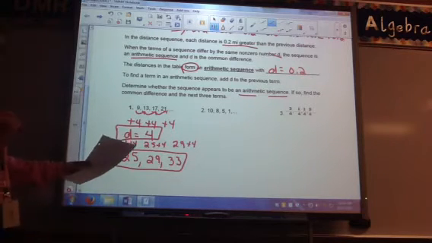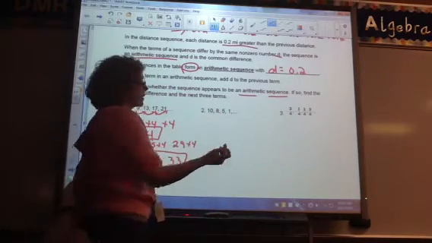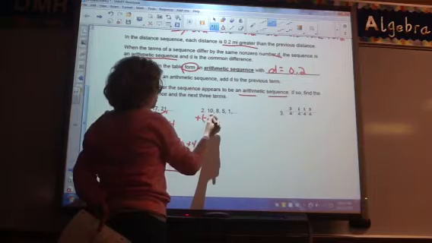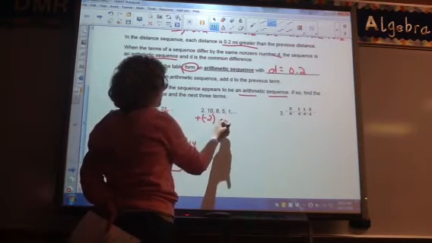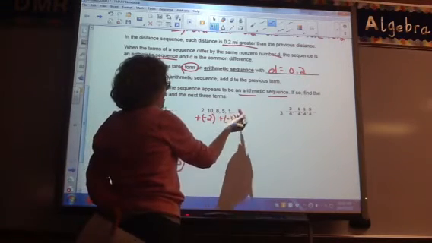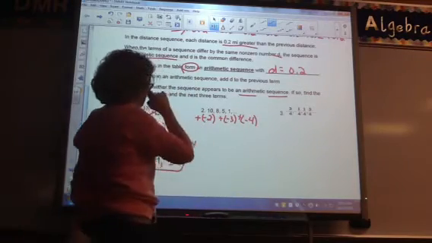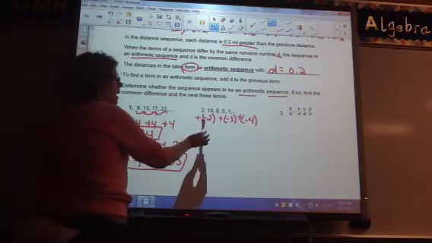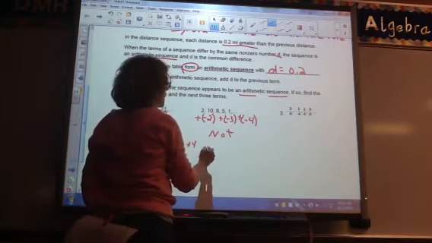Okay, on number 2, how do we get from 10 to 8? Well, guys, you're not subtracting because it's an arithmetic sequence, you're adding a -2. How do we get from 8 to 5? You're adding a -3. How do we get from 5 to 1? You're adding a -4. So, do you see a pattern here? It's kind of a pattern, but it's not the same. So this is not an arithmetic sequence.